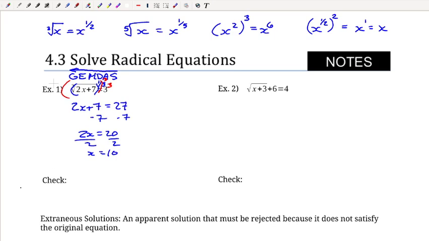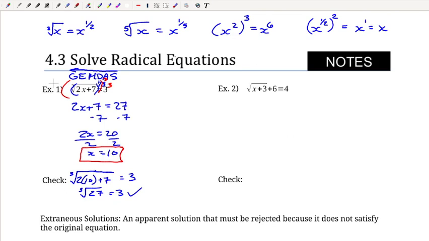I'm going to plug it back into my original equation. So cube root of 2 times, instead of x, I'm going to put 10, plus 7, and I want that to equal 3. Well, let's see. 2 times 10 is 20, plus 7 is 27. So I've got cube root of 27. Is that equal to 3? You bet it is. I've found my solution. So go back here, box it. My solution is x equals 10.